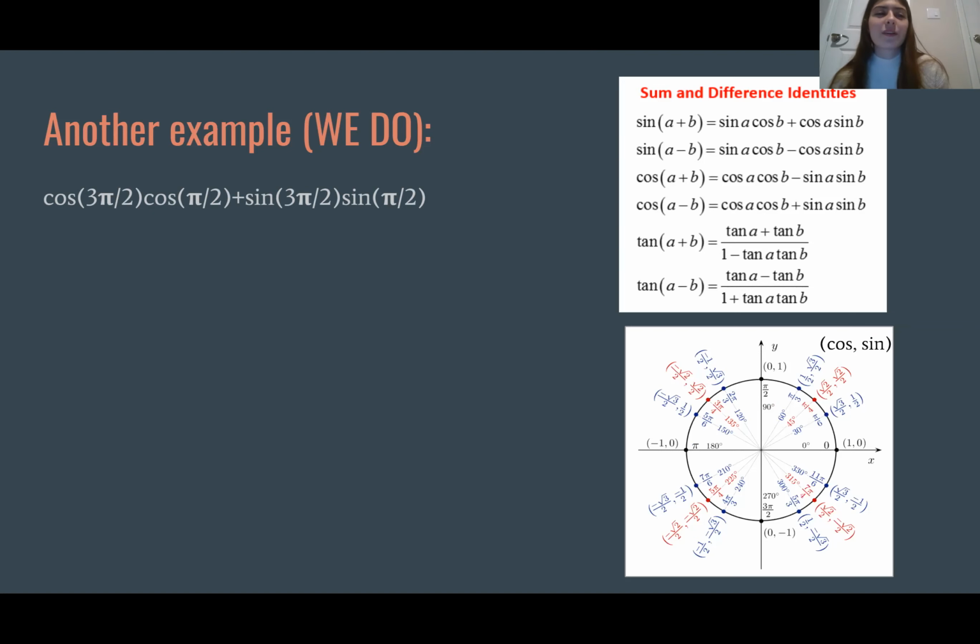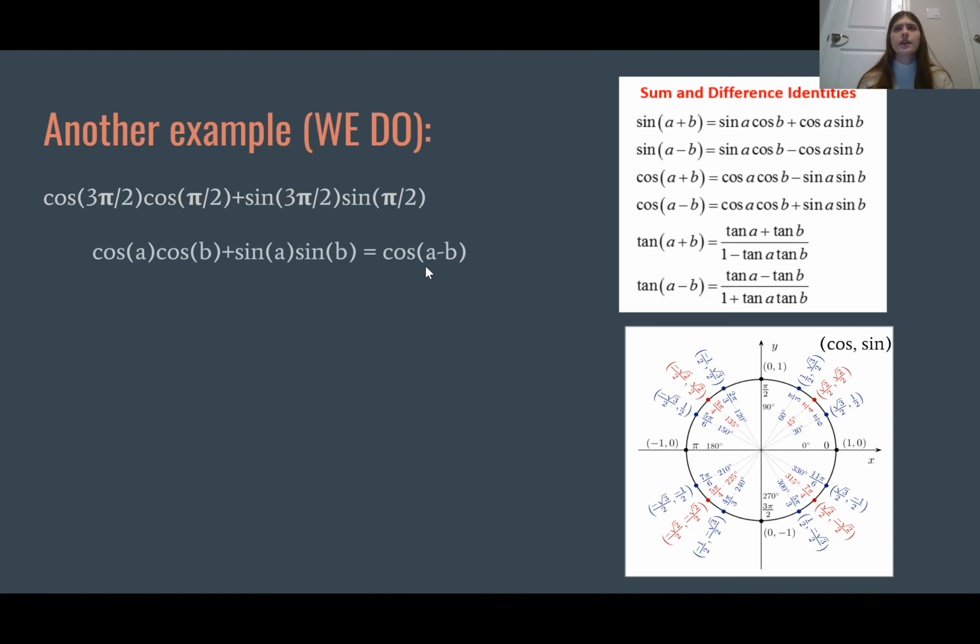Okay, we've got cosine 3 pi over 2 cosine pi over 2 plus sine 3 pi over 2 sine pi over 2. So we've got cosine, cosine plus sine, sine. Let's take a look. Which one's cosine, cosine plus sine, sine? This one right here. Cosine A cosine B plus sine A sine B, and that is all equal to cosine of A minus B.